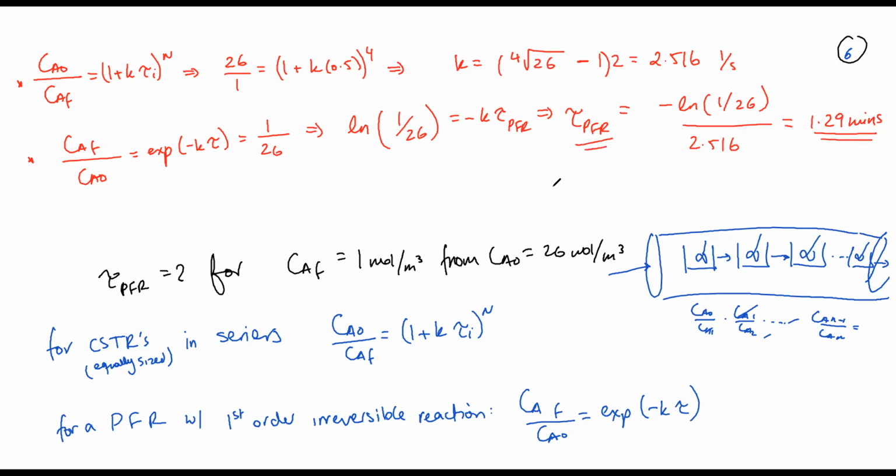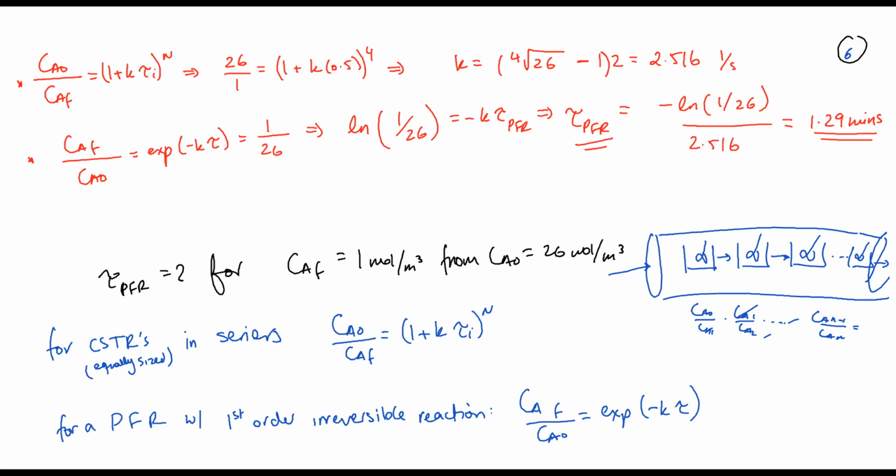And one thing to note is that, for 4 CSTRs, the tau was 2 minutes. For 1 PFR, to achieve the same thing, the tau was 1.29. If I increase my CSTRs, the residence time will eventually be less, and you'll approach the same performance, whatever it is, but the PFR still performs better in terms of residence time if you use it as a metric. Okay, so this is problem number 3. So let's move on to number 4.